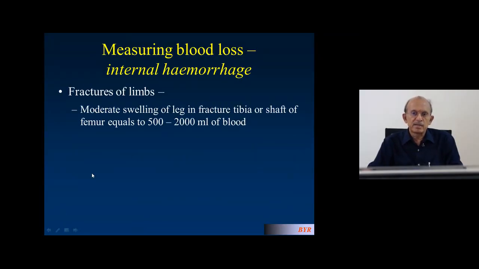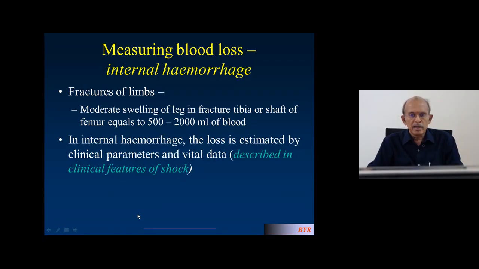If there is internal hemorrhage, how do you calculate the blood loss? It's difficult, isn't it? You are not seeing anything. There is bleeding in the peritoneal cavity. How much blood is lost? Unless you open the abdomen, you can't say. So there is a rough guide. In case of fracture of the limbs, moderate swelling of the leg in fractured tibia or shaft of the femur equals about 500 to 2000 ml of blood. In internal hemorrhage, into the abdominal cavity or the pleural cavity, the loss is estimated by clinical parameters and vital data.